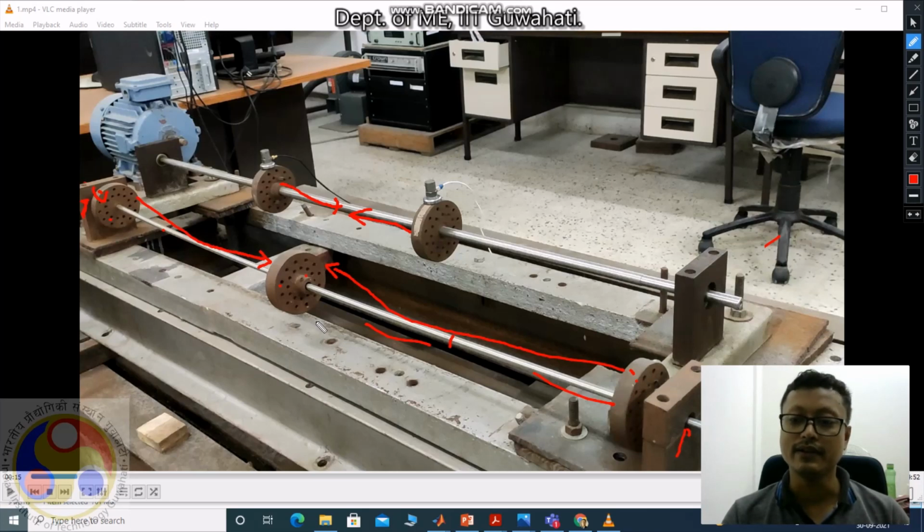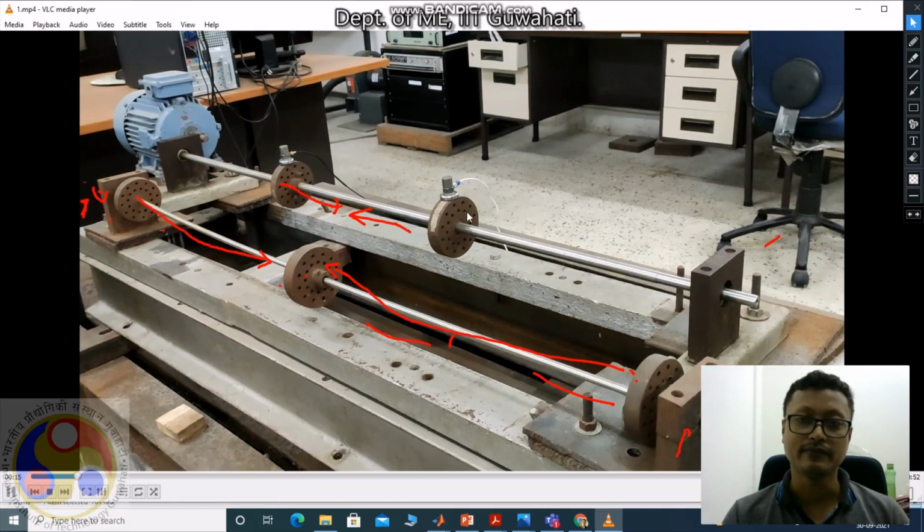For each condition we are taking different frequencies from accelerometers. For 2 degree of freedom we are placing 2 accelerometers. For 3 degree of freedom we are putting 3 accelerometers on the top of these masses. Okay, let's begin the video again.